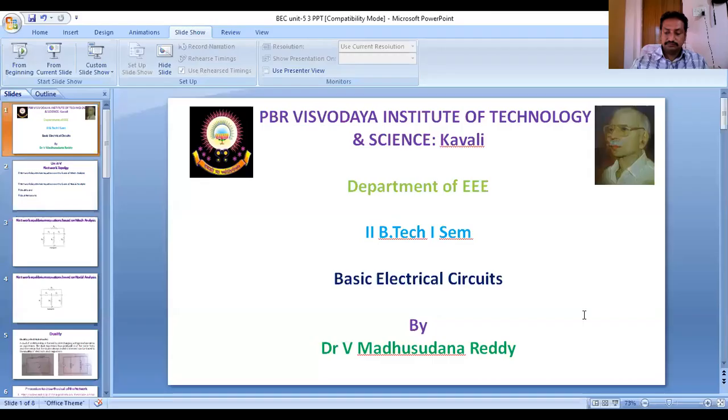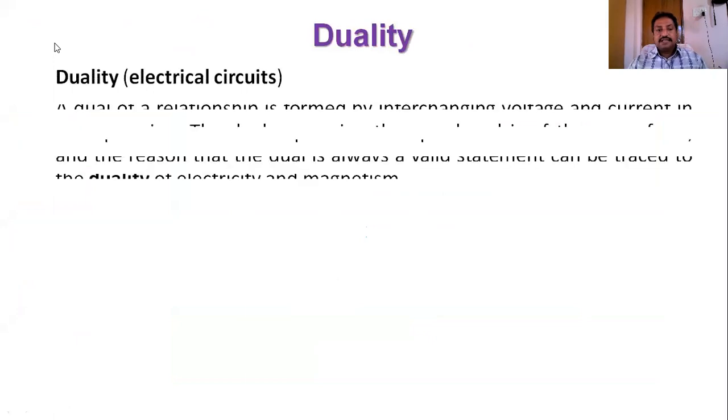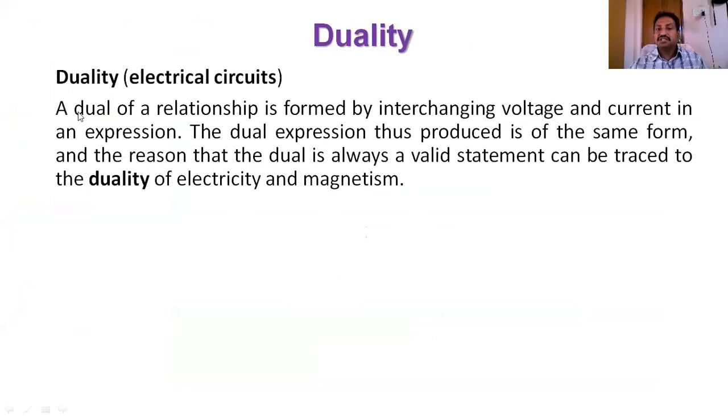Next, duality. What is duality? A dual relationship is formed by interchanging voltage and current in an expression. Meaning that if voltage is there in one circuit, the dual is current. If current is there, the dual is voltage. Similarly, resistance and conductance, inductance and capacitance. The dual expression produced is of the same form, and the reason that the dual is always a valid statement can be traced to the duality of electricity and magnetism.